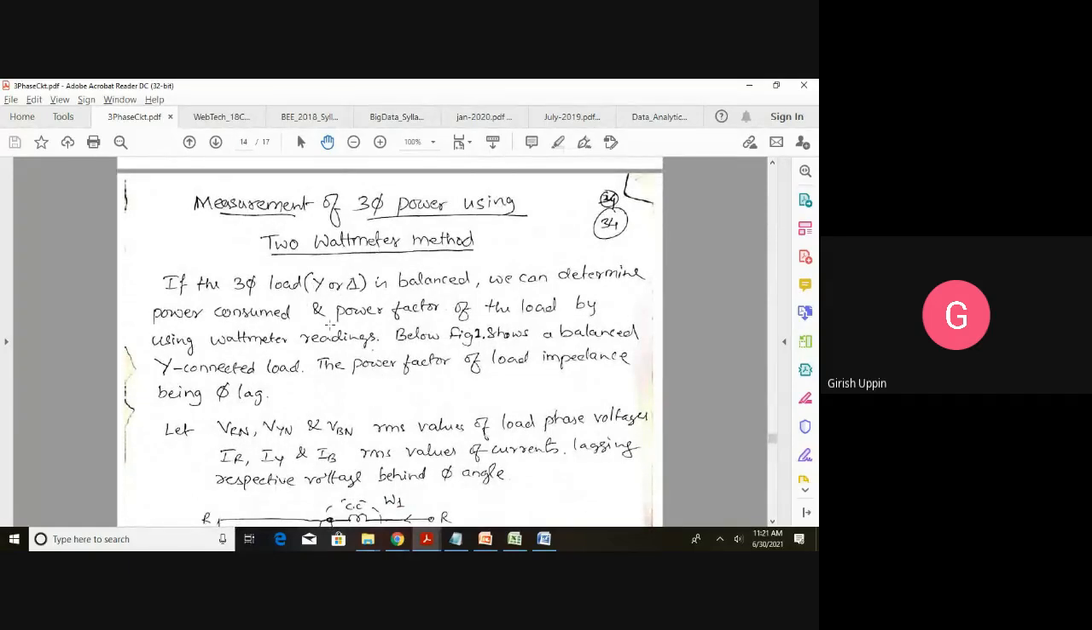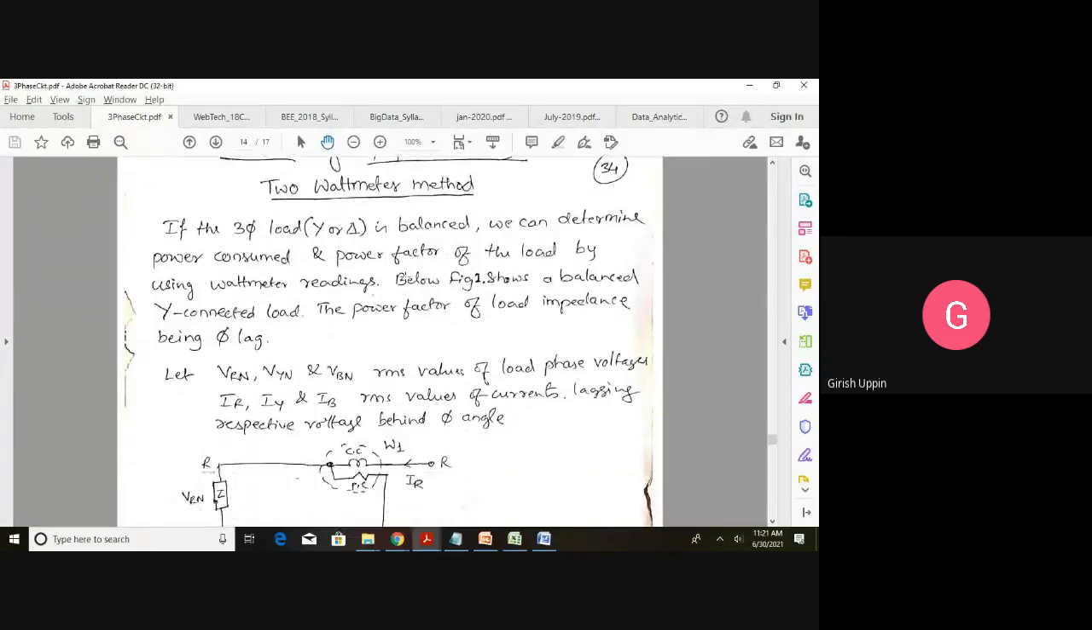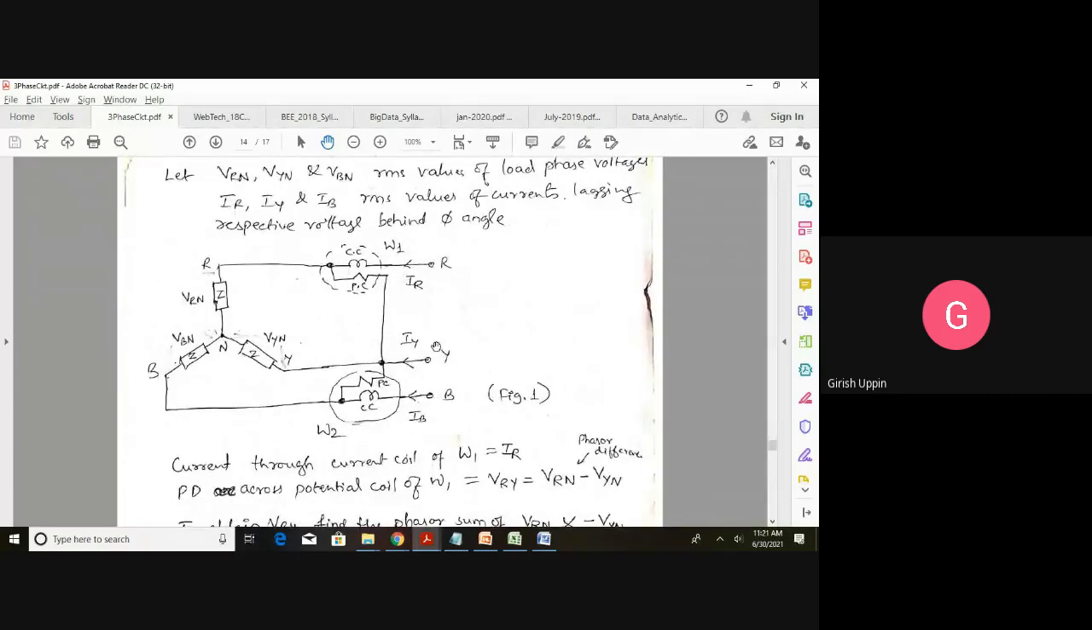I will share it in your classroom as well, this particular PDF. You refer to this explanation. So I have a detailed explanation, measurement of three-phase power using two wattmeter method. Then this is the type of connection.